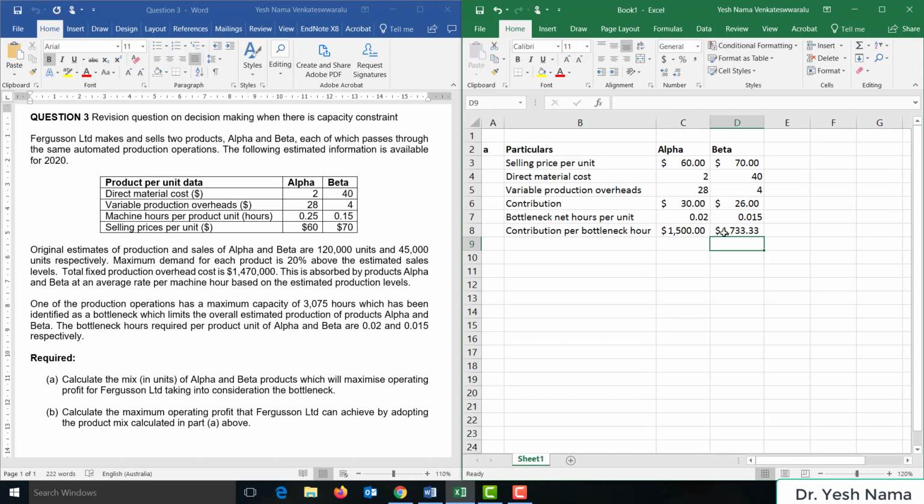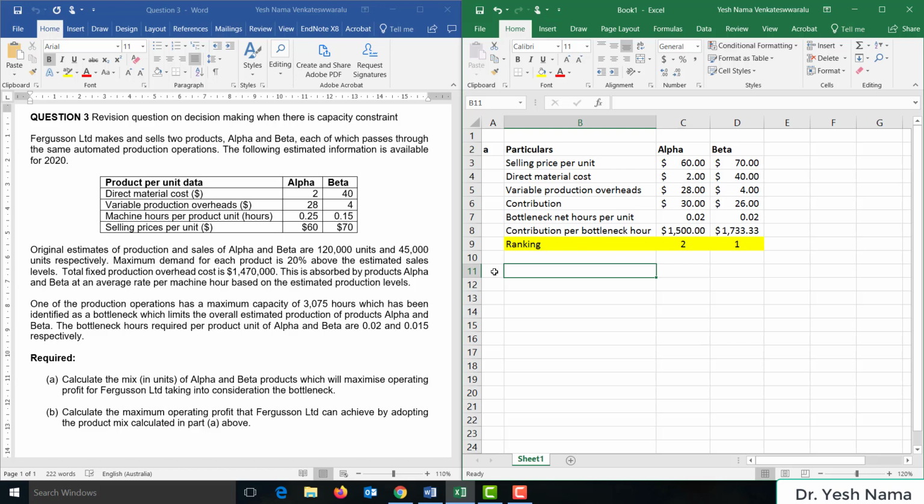So here we can see that for each bottleneck hour, product beta offers us a contribution of $1,733, and for each bottleneck hour, product alpha offers us a contribution of $1,500. So we will rank product beta number 1, product alpha number 2 in terms of their ranking. So I'll highlight this and we will use this information at a later stage. Okay, so we've now identified the ranking. Beta gives us higher contribution per bottleneck hour than alpha.